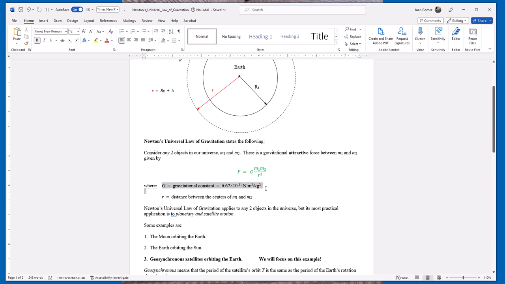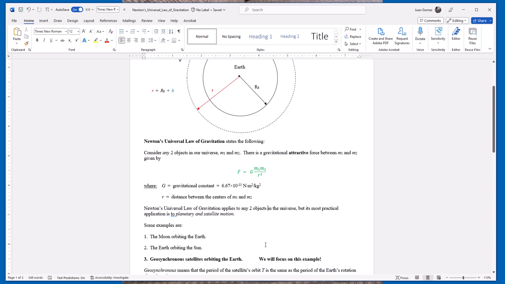In MKS units, it is 6.67 times 10 to the minus 11, and its units are Newton meter squared per kilogram squared. So that's G. M1 and M2 are obviously the masses of M1 and M2 in kilograms. And R is simply the distance between the centers of M1 and M2 in meters. Remember, think MKS always.